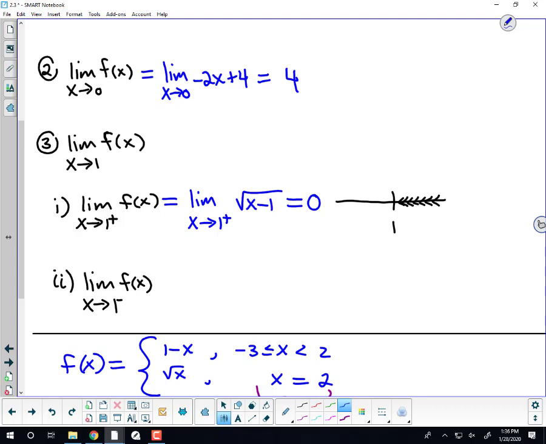The limit from the left, we have to use our other piece. So as x approaches 1 from the left, we have to use negative 2x plus 4. And so what do we get there? Positive 2. Does everybody agree?